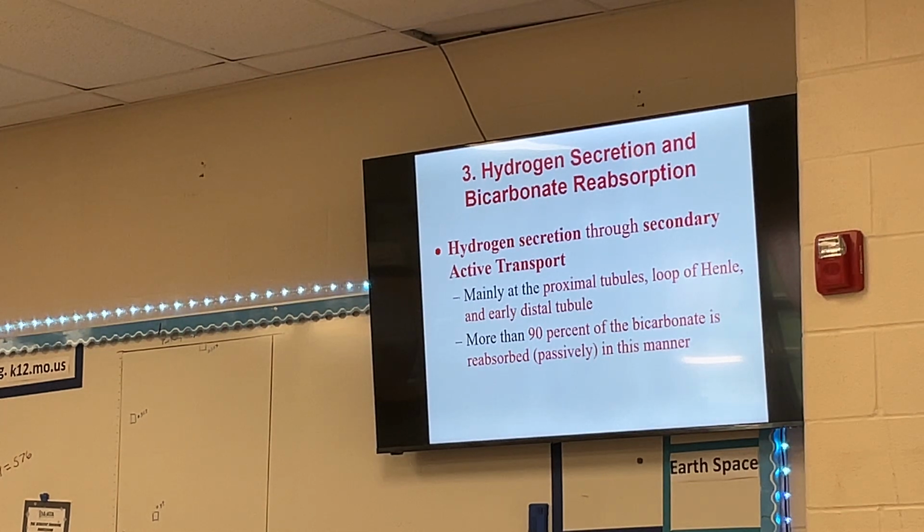This is also done through secondary active transport. The proximal tubules, the loop of Henle, and the early distal tubules are going to be where the hydrogen ions are secreted. More than 90% of bicarbonate is reabsorbed passively in this manner. So bicarbonate is more of a buffer, and it's going to help to neutralize the acid if the acid gets too strong. So our body tries to reabsorb this back into the blood to help neutralize the acid if the acid gets too strong.